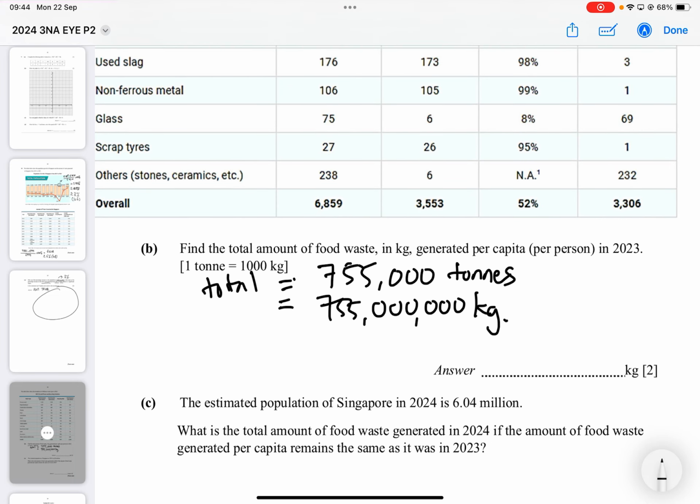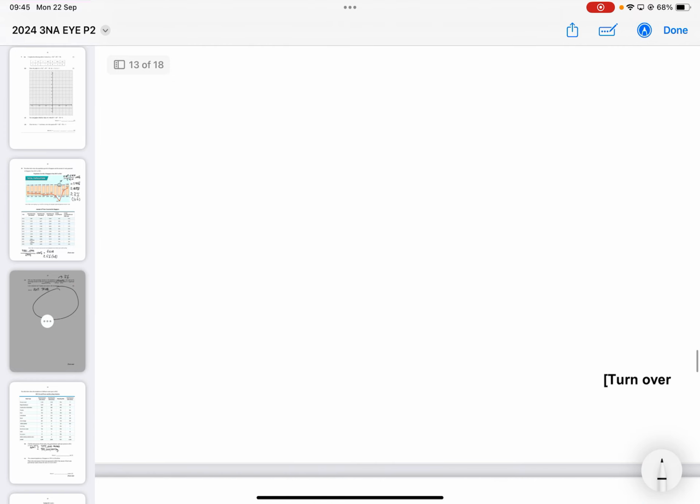And not yet finished. They want per capita, meaning per person. So this one is total generated. The whole country generated so much. But the country got how many population, then we have to divide. If 10% created this, then we have to divide by 10. Meaning, we have to go back to the original table.